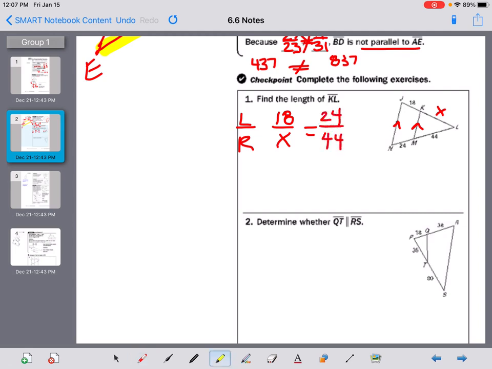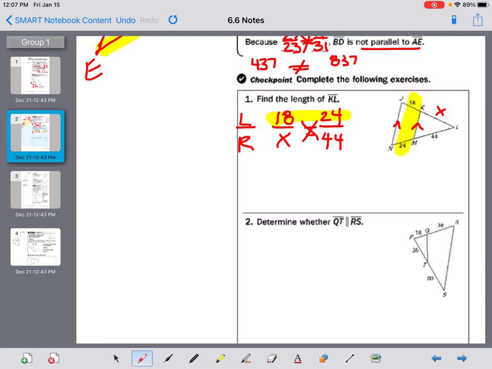Just a quick note, notice these 18 and 24s. I didn't put them in the same fraction, but they're across from each other, okay? They're both on top. So they either need to be 18 over 24, or like this, 18 on the top on the one and 24 on the top on the other. So sometimes they're up and down from each other, and sometimes they're across from each other. My proportion's set up, I'm ready to go.